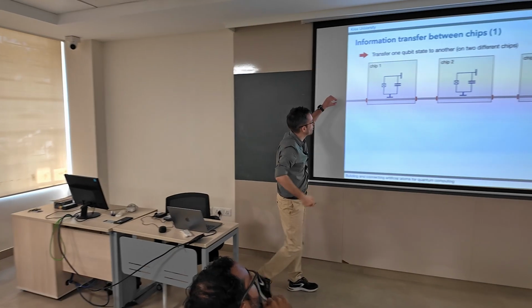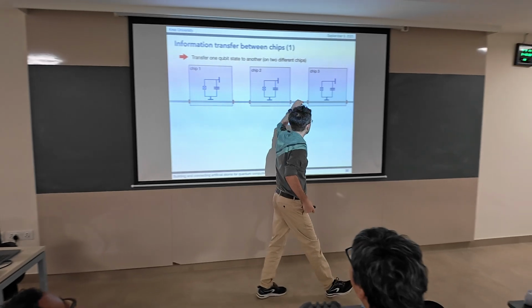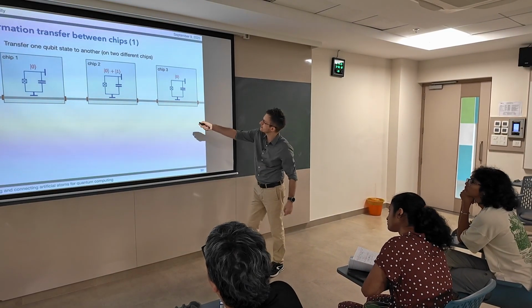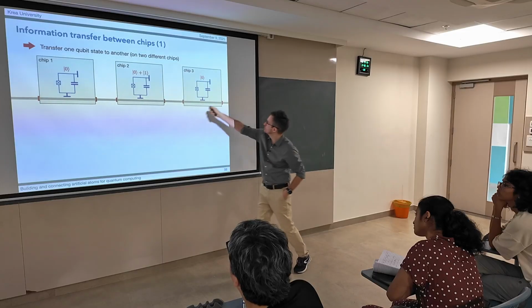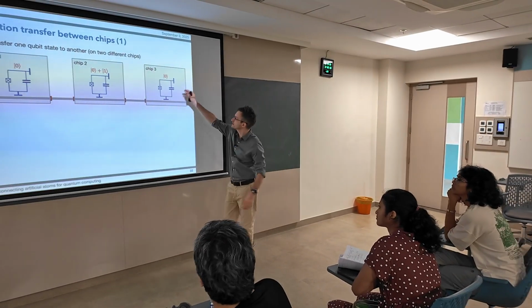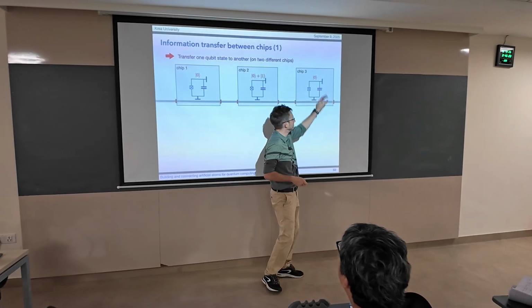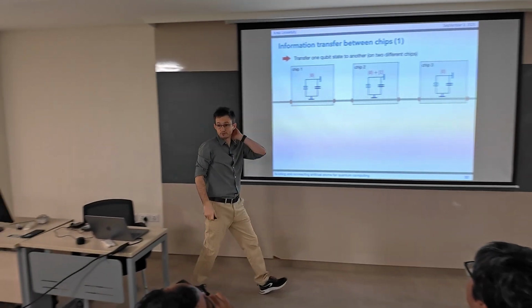So imagine this will be one line, this one wire, or what you can call a waveguide, that connects all these chips. And what I want to do is send this information, 0 plus 1, let's say, to chip 3, that is in 0. Let's suppose it's in 0, the 0 plus 1, 0. And I want to send that information to a qubit here. So how am I going to do that?